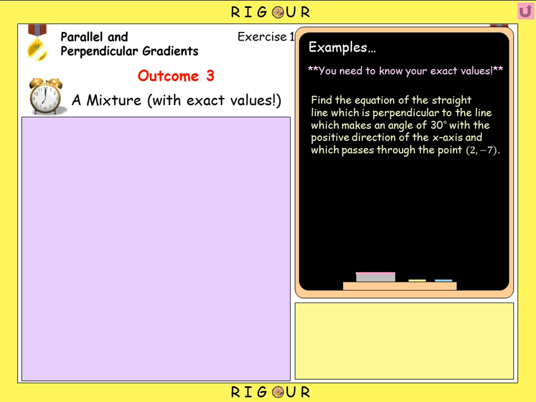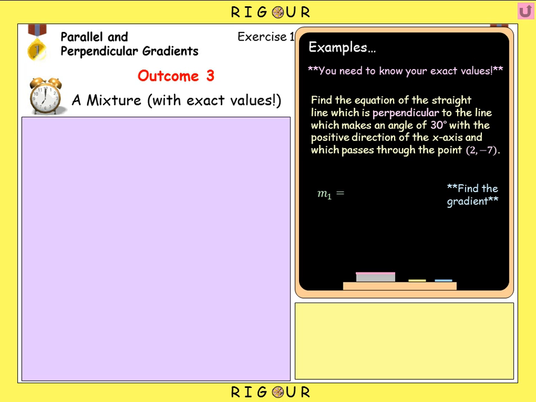So we're going to find the equation of the straight line which is perpendicular to the line which makes an angle of 30 degrees with the positive direction of the x-axis and which passes through the point 2, minus 7. So again, our relevant information is perpendicular, 30 degrees, and the point 2, minus 7. So first of all, we need to find the gradient of our first line.